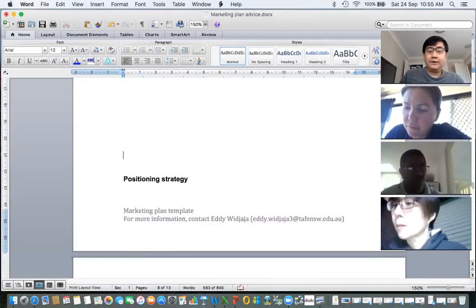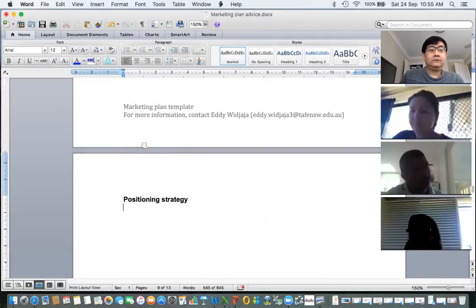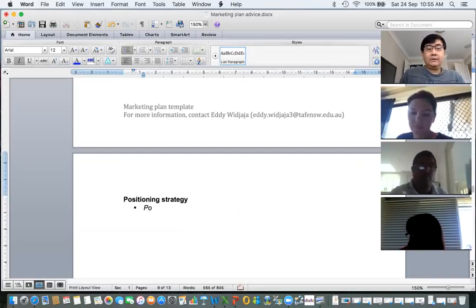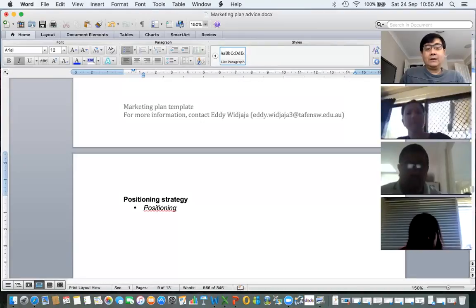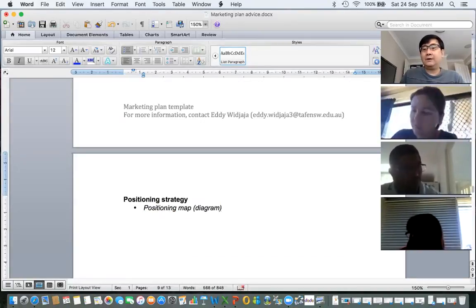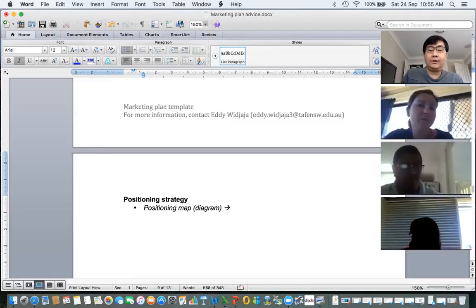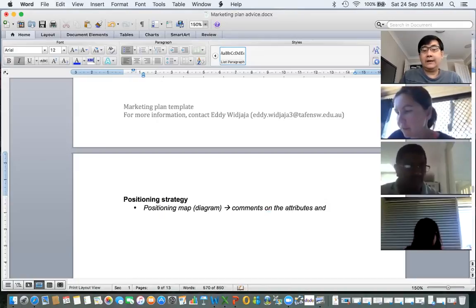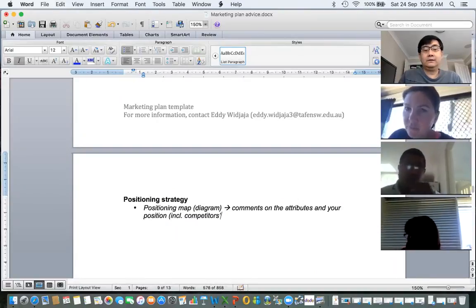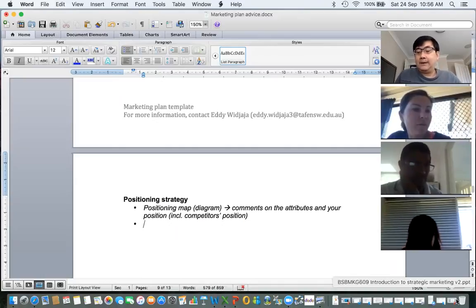And the next one is positioning. Positioning, I would suggest that you outline your positioning map in the diagram. I'll leave it to you guys. I know that we are not doing marketing research. If you draw it based on the attributes that you think are important, that's fantastic, and you put your comment on the attributes and your position, including your competitors' position. That was just that graph that we did the other day, wasn't it? Yes, I think I got it here somewhere.